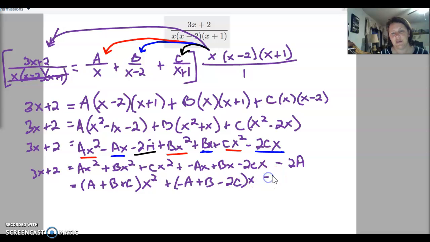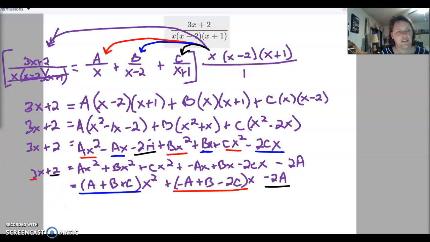And then for my constant, I'm going to have minus 2a. All right, over here on the left-hand side, we have this 3x plus 2. But since I am looking at my coefficients, I need to have an x squared coefficient because I don't have one over here right now. I do have a coefficient for x, so I know I want this coefficient for x to equal 3, and I have a constant, negative 2a, which I know needs to be equal to plus 2.